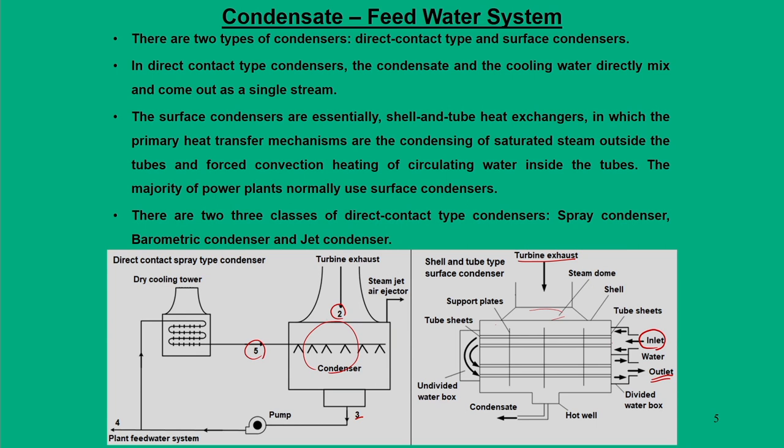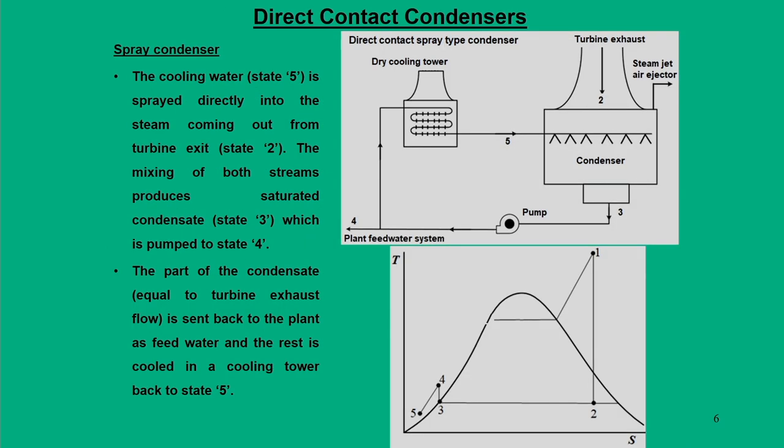So, first let us start with a direct contact type steam condenser. One variant of the direct contact type condenser we call a spray condenser. The spray condenser uses a cooling tower, which is nothing but a water reservoir that stores water at normal room temperature or atmospheric temperature, and it supplies the water to the condenser unit.